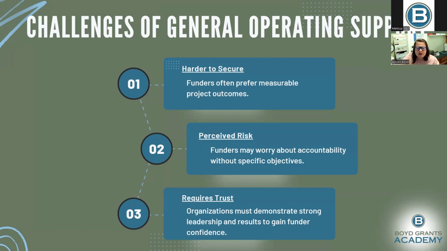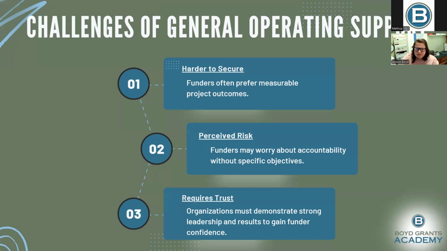Oftentimes, a challenge for organizations is that demonstrating the impact of unrestricted funding is a little bit more difficult. Since general operating grants don't fund specific projects, it can be harder to directly tie funder contributions to immediate quantifiable outcomes. Funders may hesitate to provide unrestricted support if they can't see concrete short-term results from their investment.